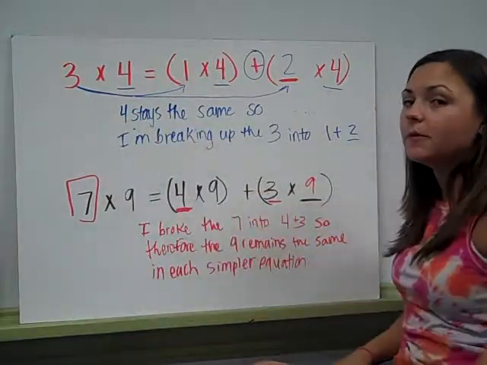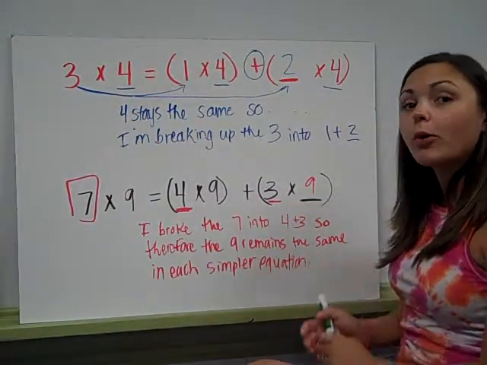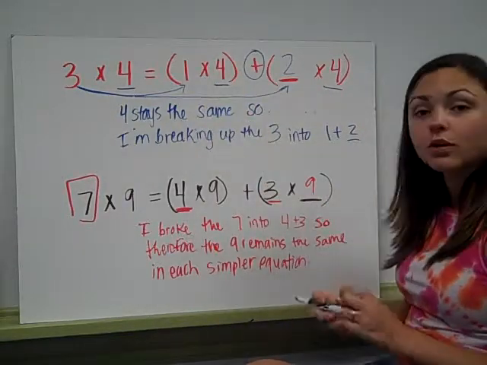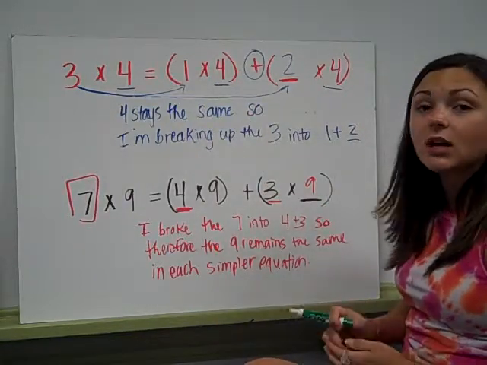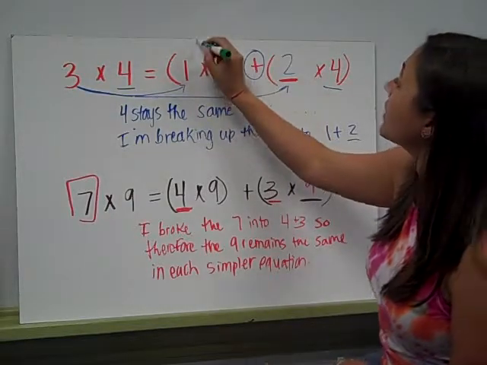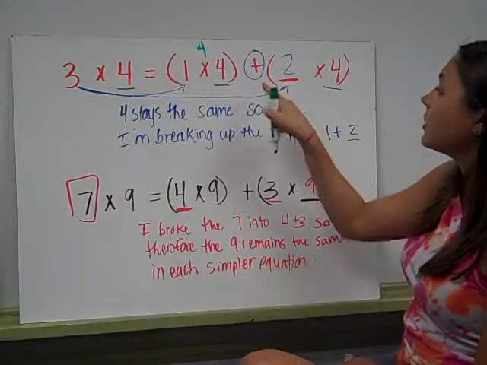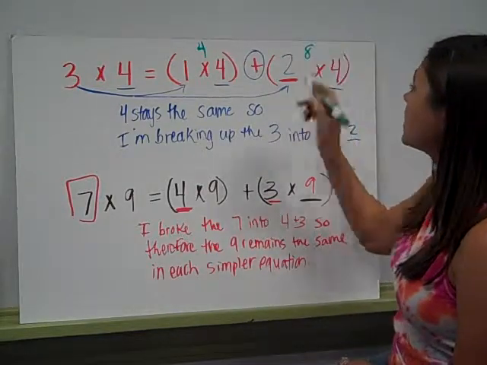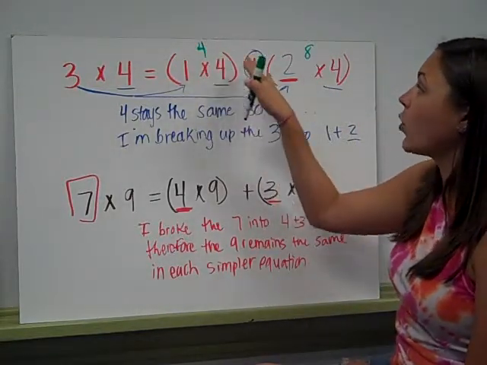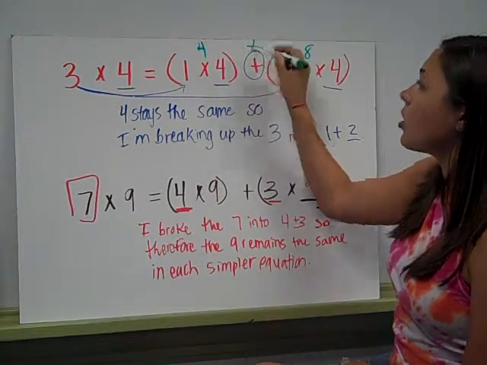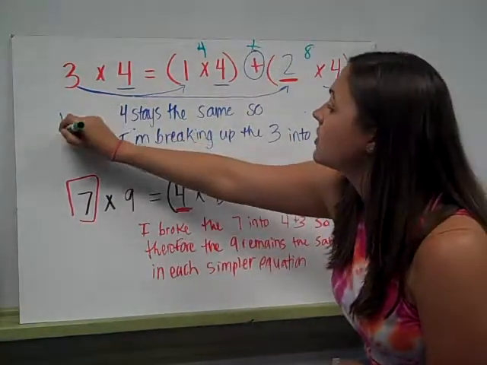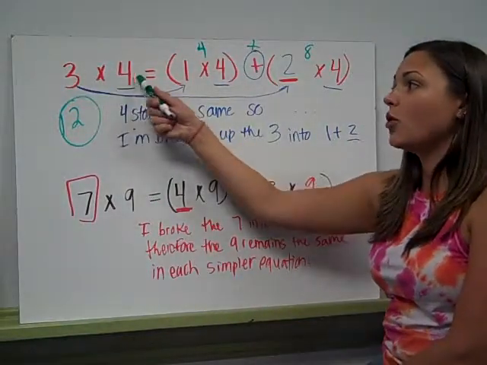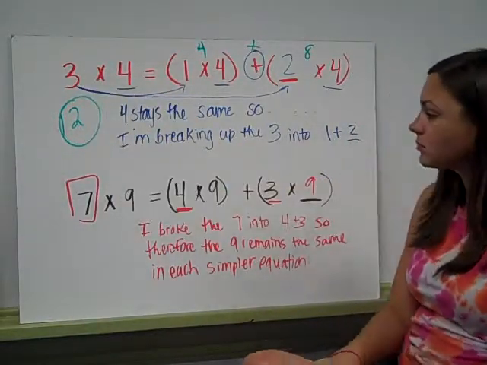3 times 4, if you don't know the product of that, you can solve these 2 simpler problems. 1 times 4, remember the identity property says that anything times 1 is itself, is 4, plus 2 times 4. 2 groups of 4 is 8. So now I have a simpler problem, 4 plus 8. We all know that 4 plus 8 is 12. So that means my product to 3 times 4 is 12.